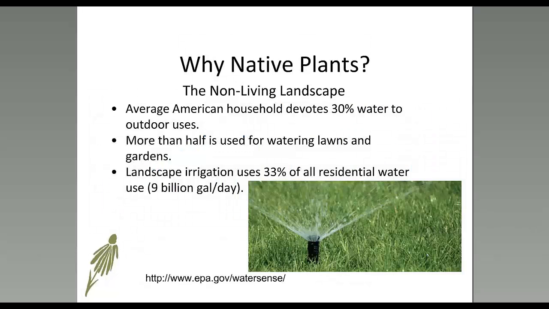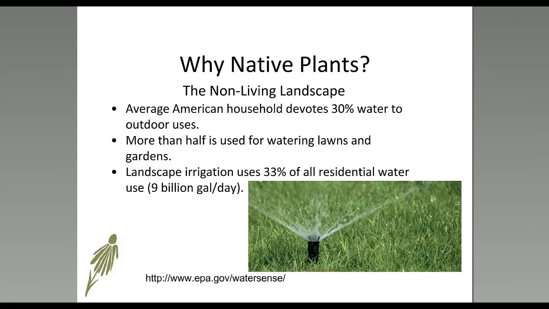Another thing that we should think about when we're talking about lawn particularly is that the average homeowner uses about 30% of their water for watering their lawns. And landscaping uses about 33% of all residential water for irrigation, not only golf courses, but also our personal homes.